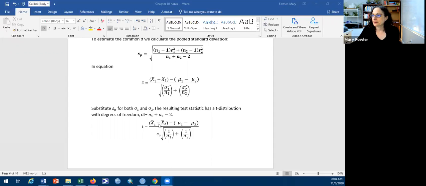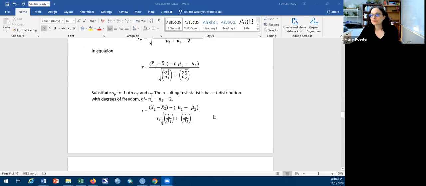And it has this form here: (X bar 1 minus X bar 2) minus (mu 1 minus mu 2) over S_P times the square root of 1 over N1 plus 1 over N2. I will show you how to use it. The degrees of freedom on this t statistic are N1 plus N2 minus 2.